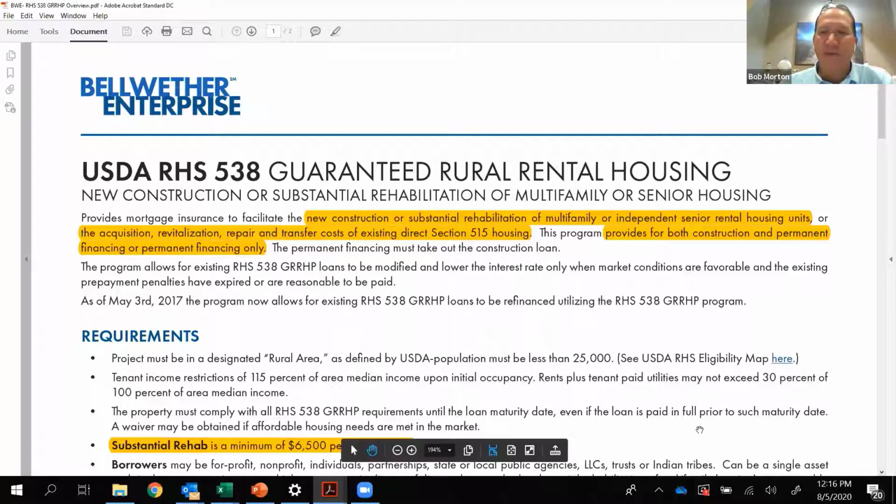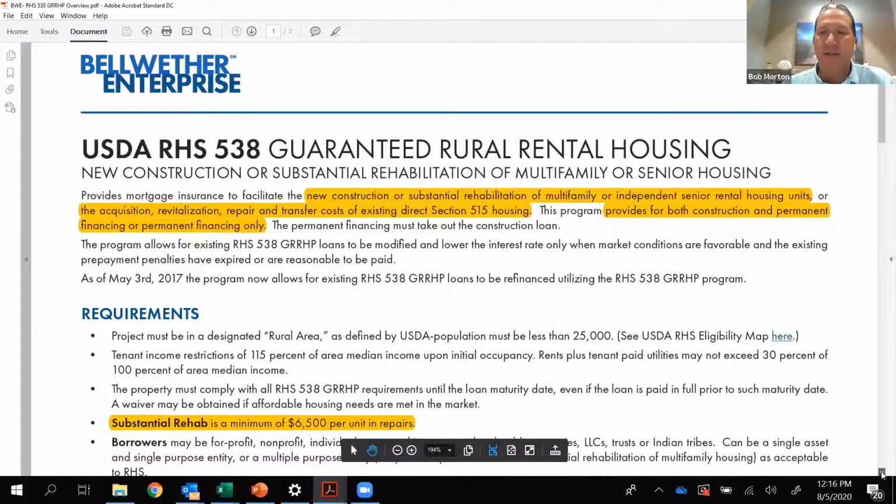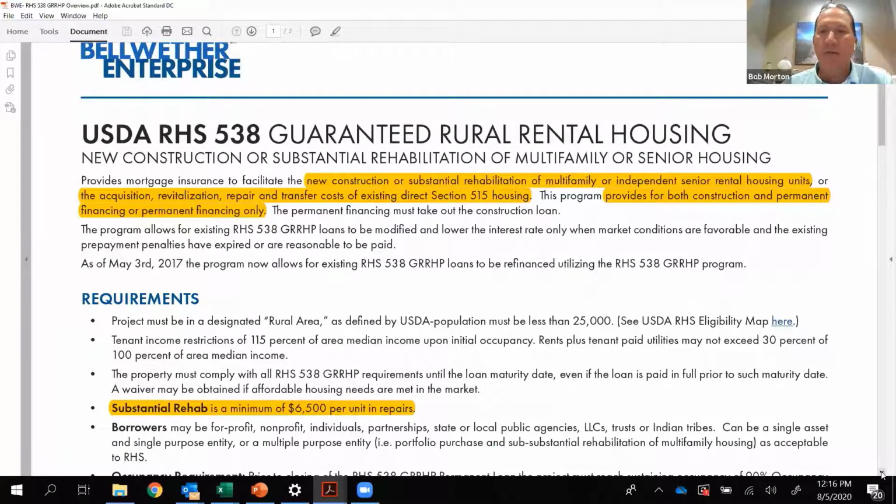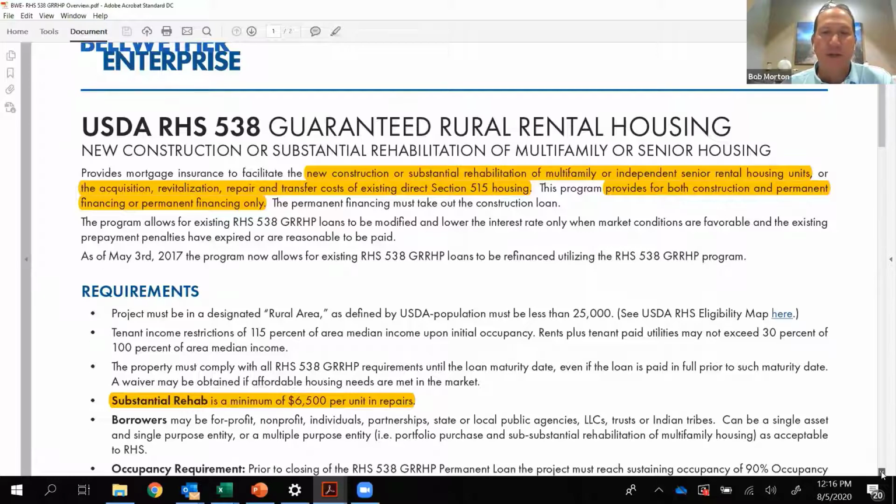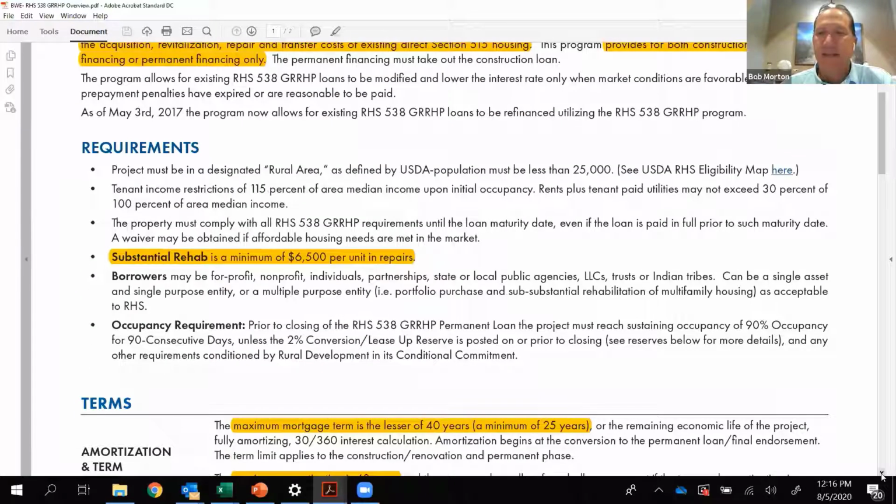It does not have a straight refinance vehicle as of yet. We do know that RD is trying to help and work on one, but right now the program is only for new construction or sub-rehab. A question I often get asked is, what is the minimum threshold for the sub-rehab? And that's $6,500 per unit, which is a pretty low number and very easy to achieve without doing much work to the project at all.